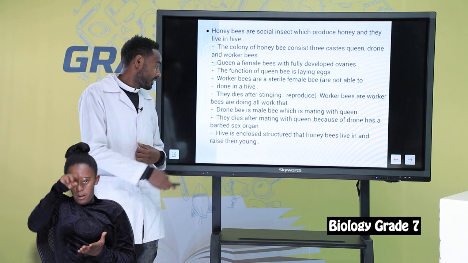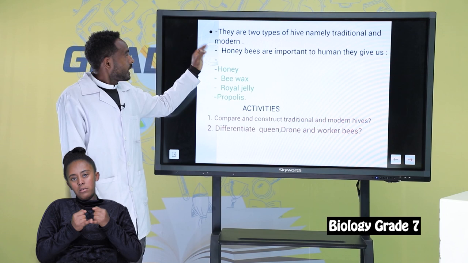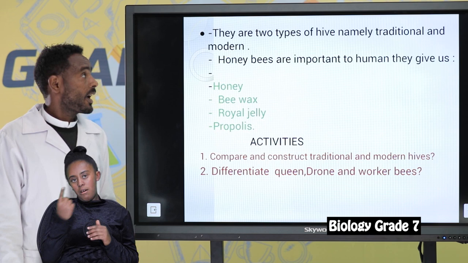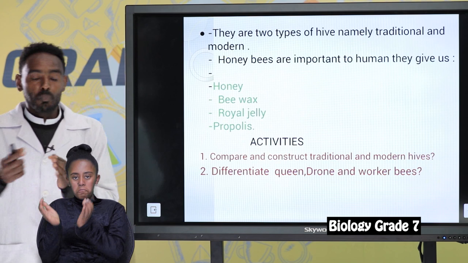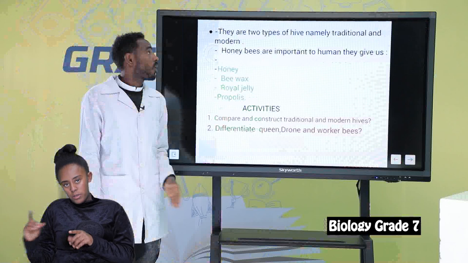Now we see the last summary of this unit. There are two types of hive, namely traditional and the modern hive. They are different. Their name is also indicating their difference. Traditional hive is made up of local plants like wood, eucalyptus, and also mud. And the second one, the modern hive, is made up of a metal frame.